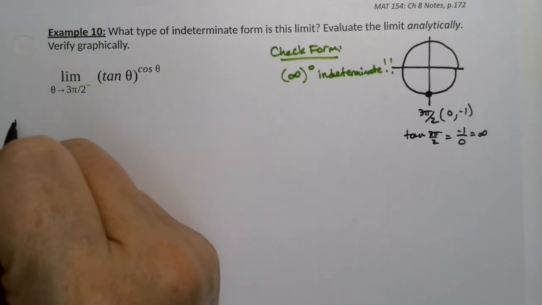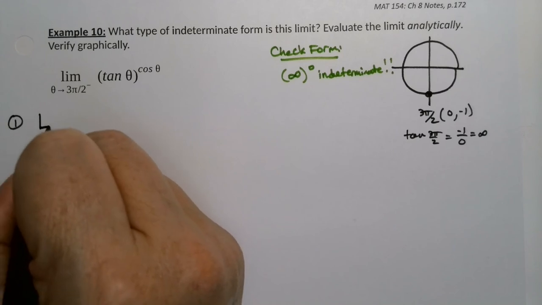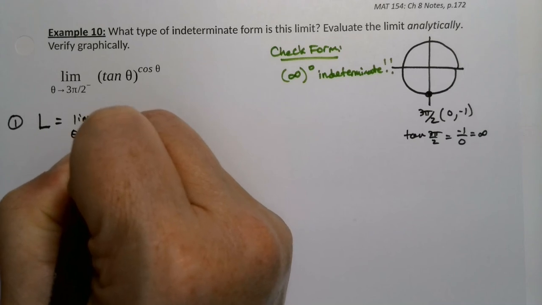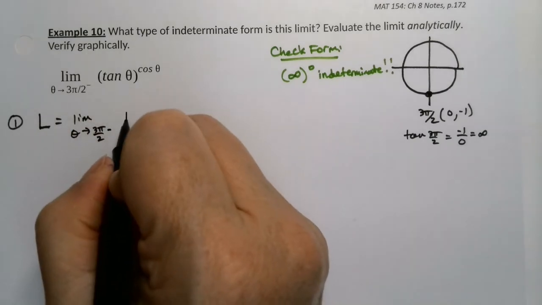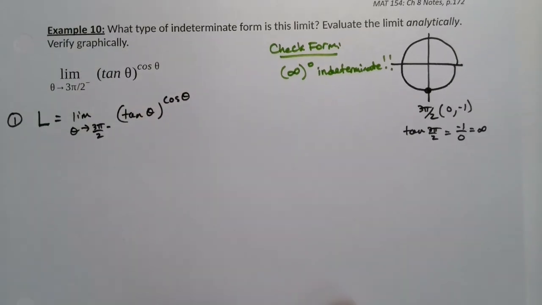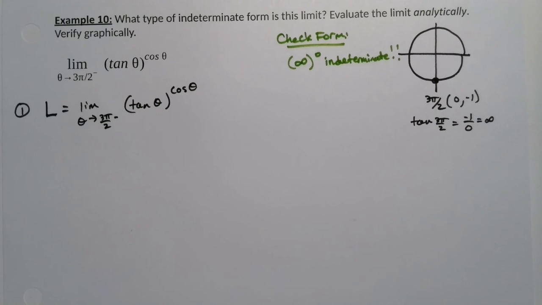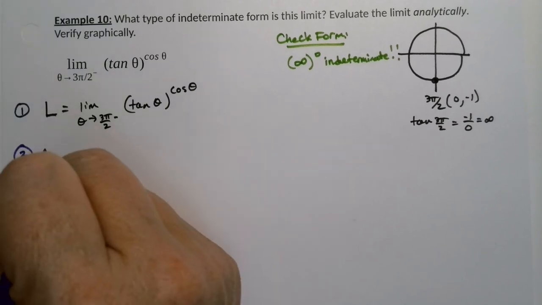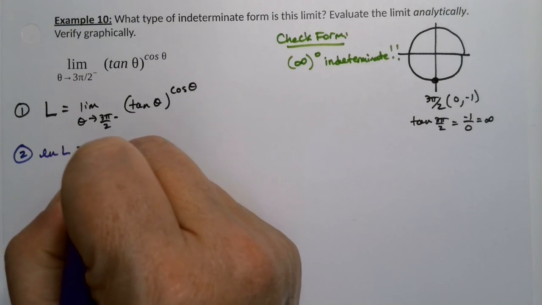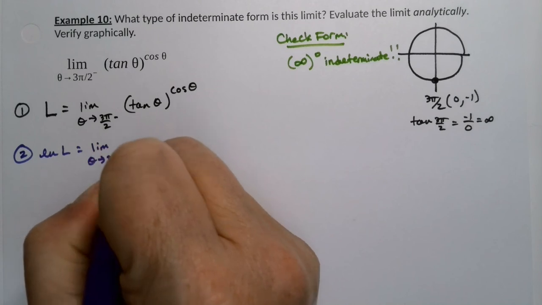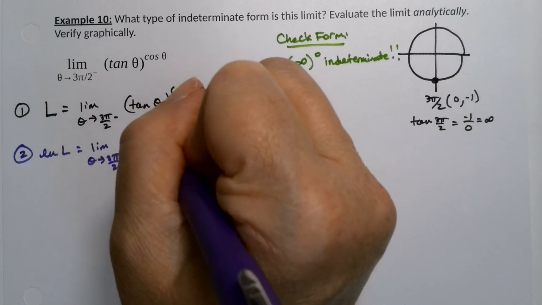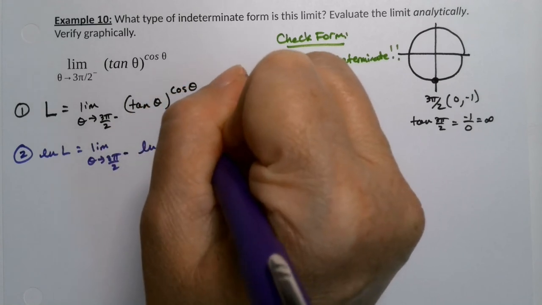All right, so step 1, I'll set L equal to this limit as theta goes to 3 pi over 2 from below of tangent of theta to the cosine of theta. All right, so there's step 1. Step 2, we will now take the natural log of everything. So the natural log of L equals the limit as theta goes to 3 pi over 2 from below, from lesser values, of the natural log of tangent of theta to the cosine of theta.